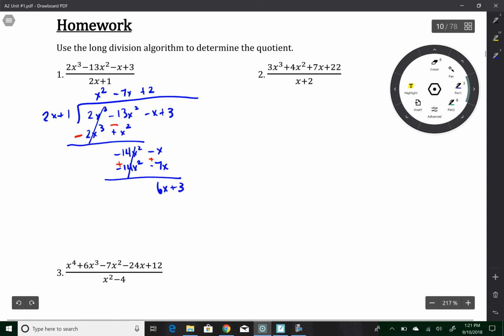Positive 3 comes down. Now I have to ask myself what multiplies by 2x to make 6x. That's just plus 2. For this lesson, at the end, we should wind up getting a remainder of 0, which we do because both of these would become subtraction. So there's your answer.